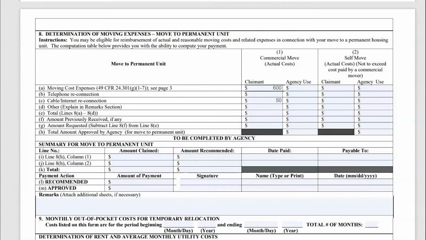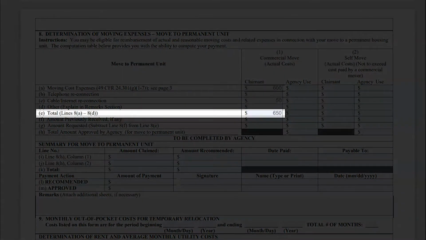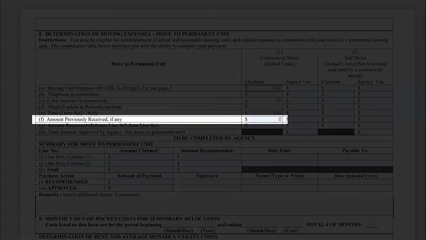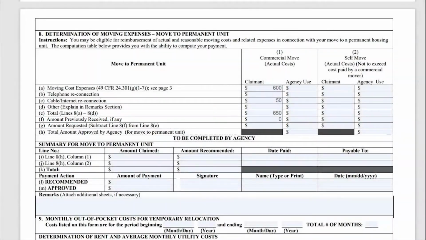Then in line 8E, the claimant should put the total of lines 8A through 8D. If the claimant previously received any money for temporary relocation, they should input that amount into 8F. Then in 8G, they should subtract line 8F from line 8E for their total amount requested.